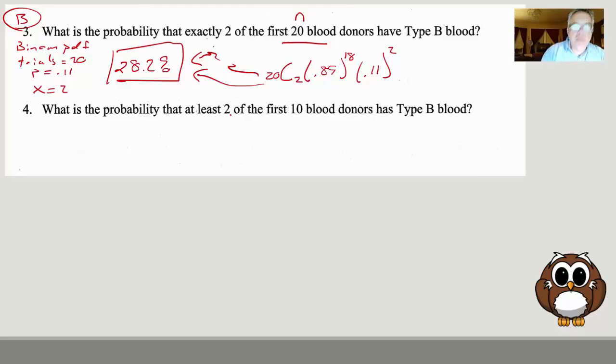All right, number 4 is a little tricky. What is the probability that at least 2 of the first 10 blood donors has type B blood? So n is changed to 10 in this problem, and it's still binomial.